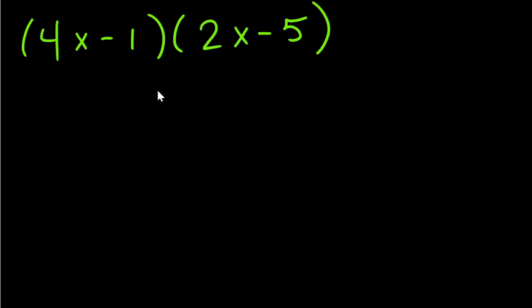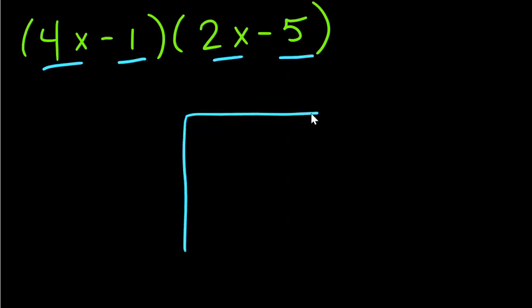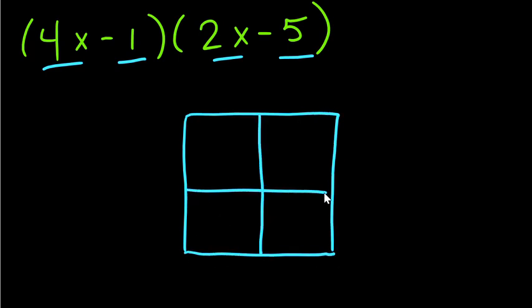All right, so we should be building a 2 by 2 here because our first polynomial has 2 terms. Our second polynomial has 2 terms. So let's set up that 2 by 2 box. It's going to look a lot like a square. Doesn't matter which one we write where. So let's write our 4x minus 1 and our 2x minus 5.